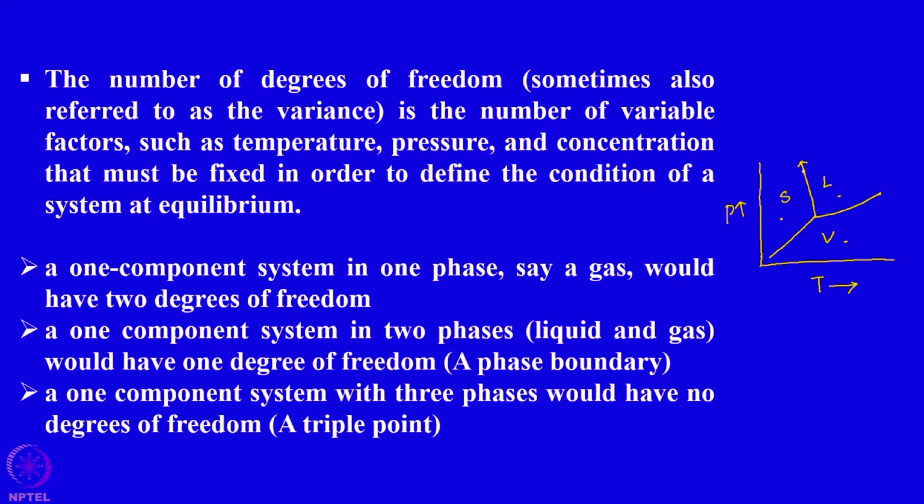When we are sitting on one particular line, say for example the solid-liquid phase boundary, we have only 1 degree of freedom. So, if we change one component, either temperature or pressure, the other one also changes simultaneously and the equilibrium is maintained. And when the 3 phases coexist, this point is called the triple point, where we cannot change anything without disturbing the equilibrium of the 3 phases.